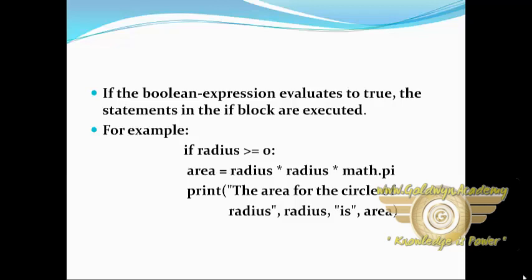For example, if radius >= 0, then area = radius * math.pi, and then print the area of the circle and the radius.